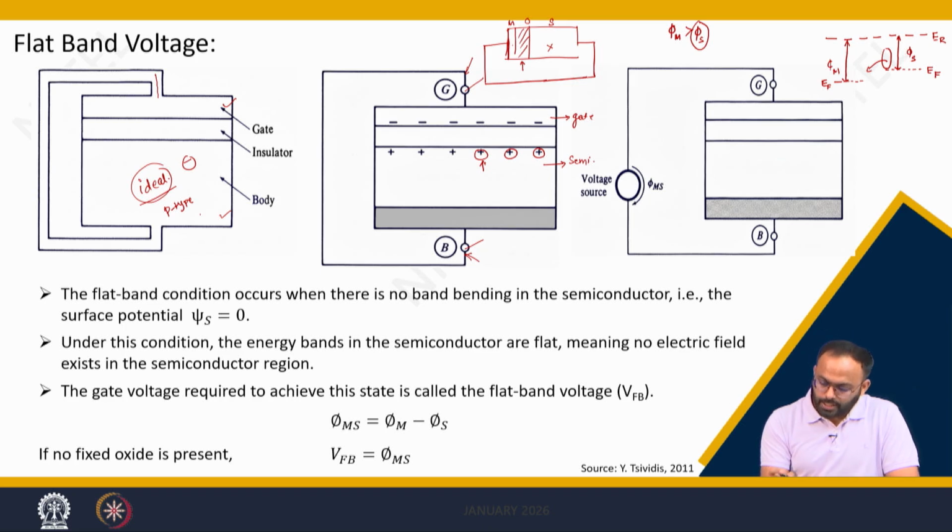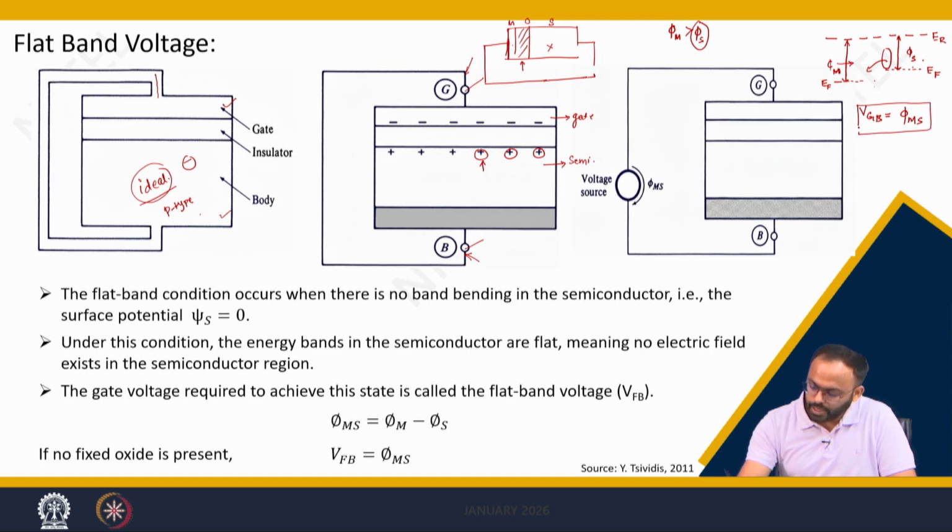The answer is yes, we can connect a battery in such a way that the charge will not transfer from semiconductor to metal. What is the amount of that battery? It is nothing but the difference between the work function of metal and the semiconductor, and hence if we connect a voltage V_GB of amount phi ms, in such a way that it will restrict the flow of carriers from semiconductor to metal, this value is termed as flat band voltage, right.